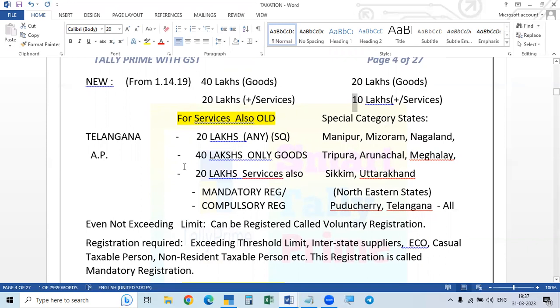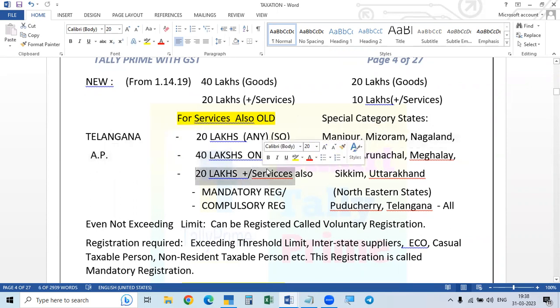For all the normal category states, the limit is 40 lakhs for goods and 20 lakhs for services also. That is, goods plus services, or only services. If there are services, their limit is 20 lakhs. So 40 lakhs and 20 lakhs. At present, for Andhra Pradesh, it is 40 lakhs for goods and 20 lakhs for services.